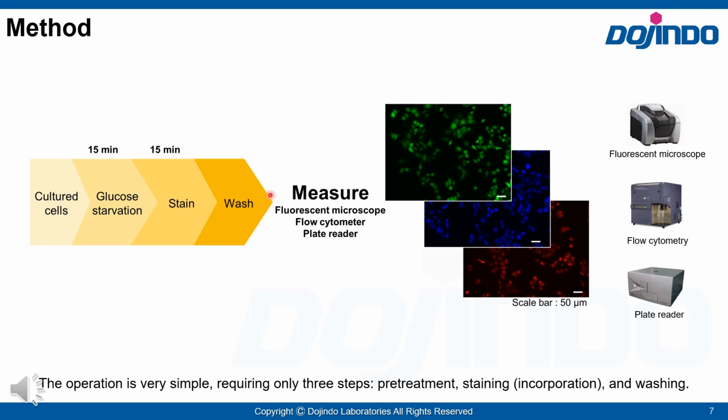The operation is very simple, requiring only three steps: pretreatment and staining, incorporation, and washing. It even manages to save significant time over 2-NBDG despite having the same process.